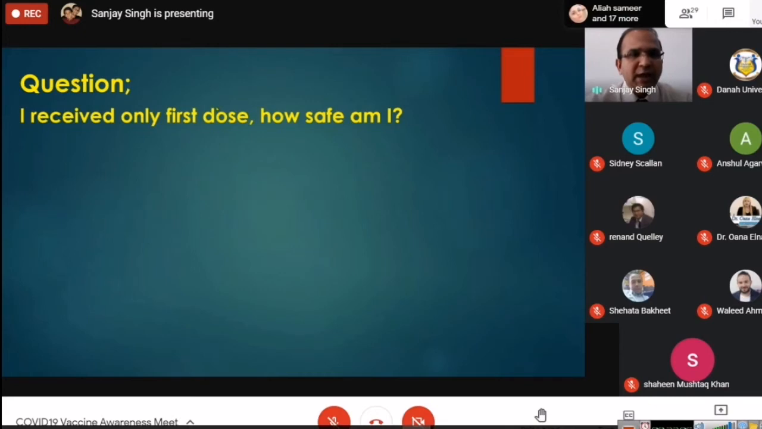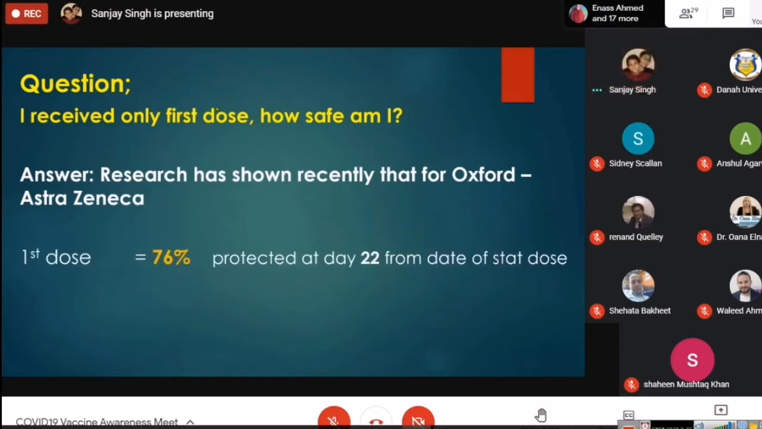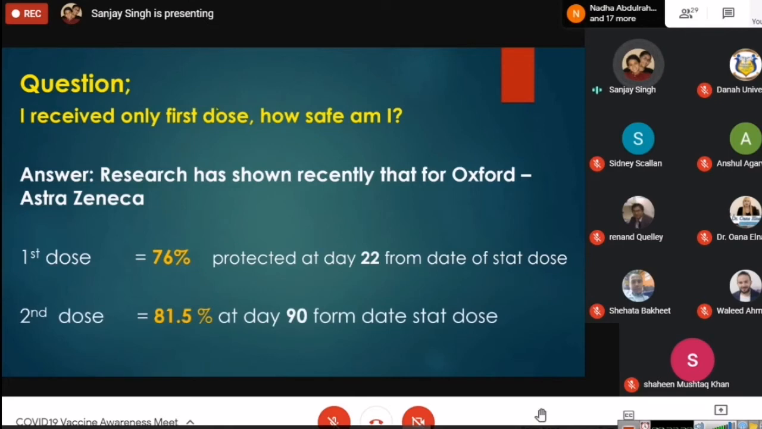Now, someone asked, I received only the first dose. How safe am I? So the research has shown recently that for AstraZeneca vaccination, after the first dose, there is protection of 76% at day 22 from the date of start. So the first 2 to 3 weeks, the protection is less. Each day the immunity increases and reaches up to 76% at day 22. And after the second dose, the vaccination reaches 81% at day 90 from the start date.